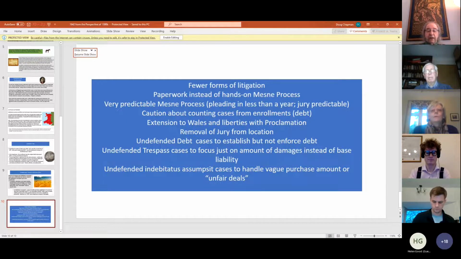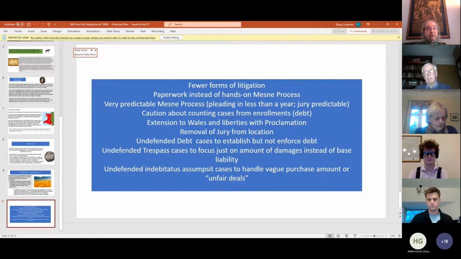The undefended debt cases to establish but not enforce debt. So providing for an extension of the due date in a large number of cases. And that ability has an economic effect of encouraging and facilitating credit arrangements. And the availability of credit is an essential part of the case.